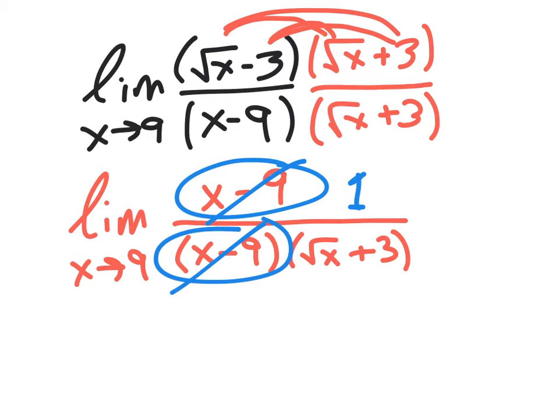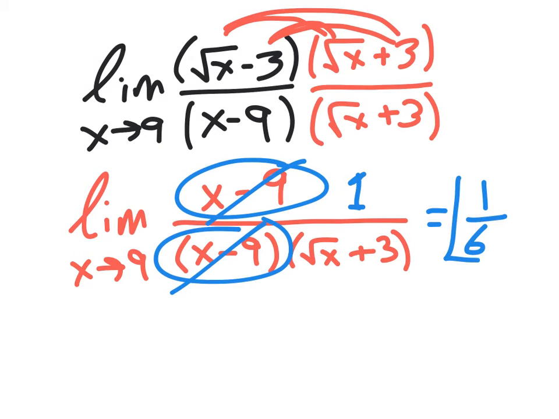and I have an expression of 1 over the square root of x plus 3. So once you've done this operation and you've canceled out x minus 9 on top and x minus 9 on the bottom, a really neat thing happens where this limit works out very nicely. I can now just put 9 in where the x is, and I'll get 1 over the square root of 9 plus 3. Well, that's 1 over 6.